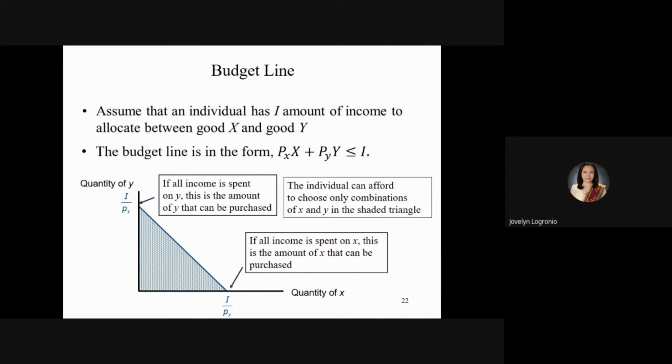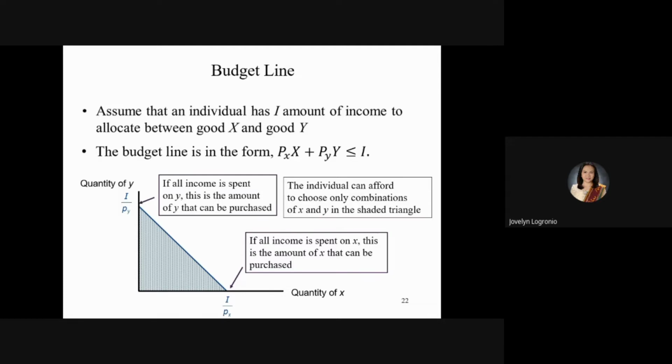So, kumbaga, the first term is the consumption on good X, plus the second term, P sub Y times Y, that's the consumption for good Y, must be equal to the consumer's income. So, in our discussion, we will assume that the consumer is spending all of his or her income, so that we can derive this budget line, a straight line.